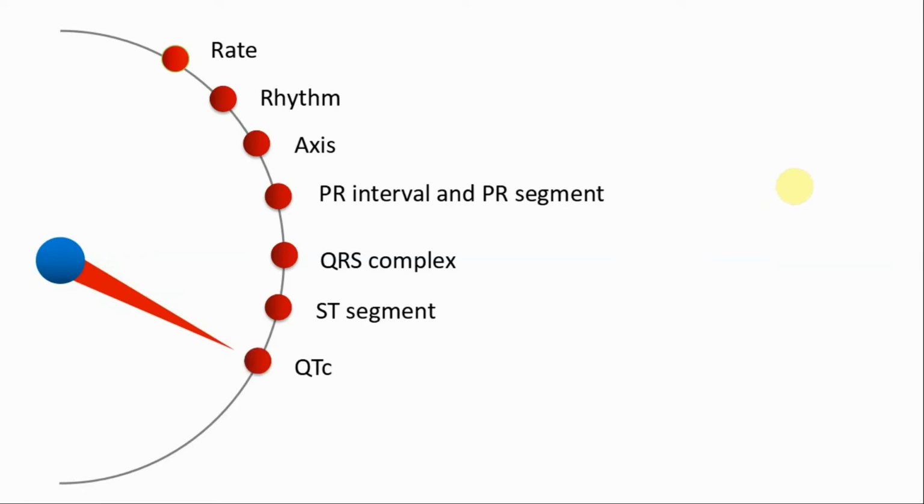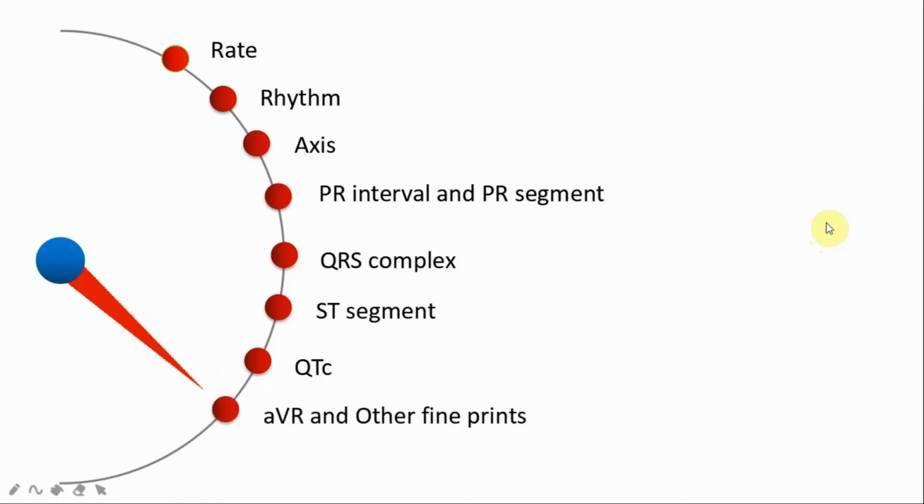You will get some very important information from the QTc. That will give you some idea about the electrolytes, about the drugs, and even about myocardial ischemia. I'm talking about the QT interval, which is from the beginning of the QRS complex to the end of the T wave. After you are happy with the QTc, then look at the aVR. Please don't forget aVR, because aVR can give you some very important information as well.